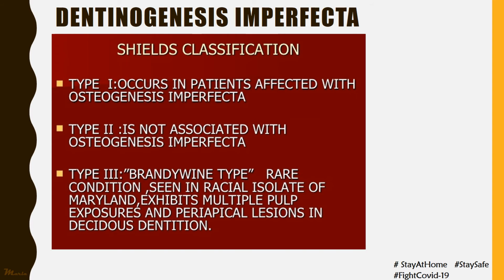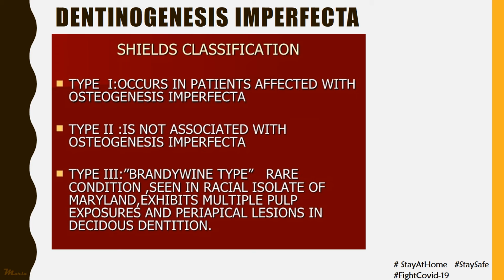Type 3, also known as the Brandywine type, is a rare condition. It is typically seen in the racial isolate of people in Maryland. Such teeth exhibit multiple pulp exposures and periapical lesions in deciduous dentition.